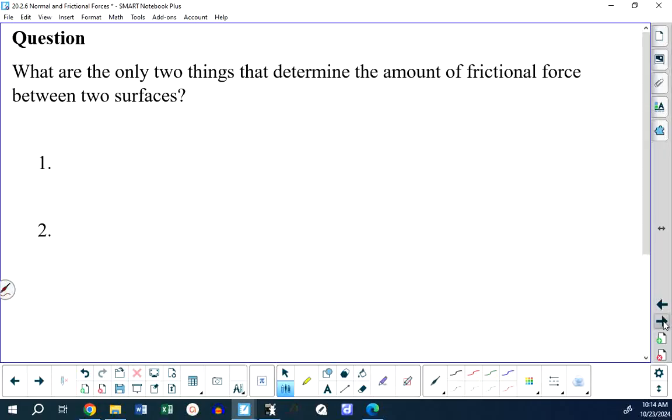Forget about the object itself. What about the surfaces? Ephraim, what were you going to say? Were you going to say the mass? No, I was thinking maybe acceleration. You're technically correct, but we don't want to go there. When you have objects moving at different speeds or accelerating, it may change the force of friction, but we would never analyze it that way.